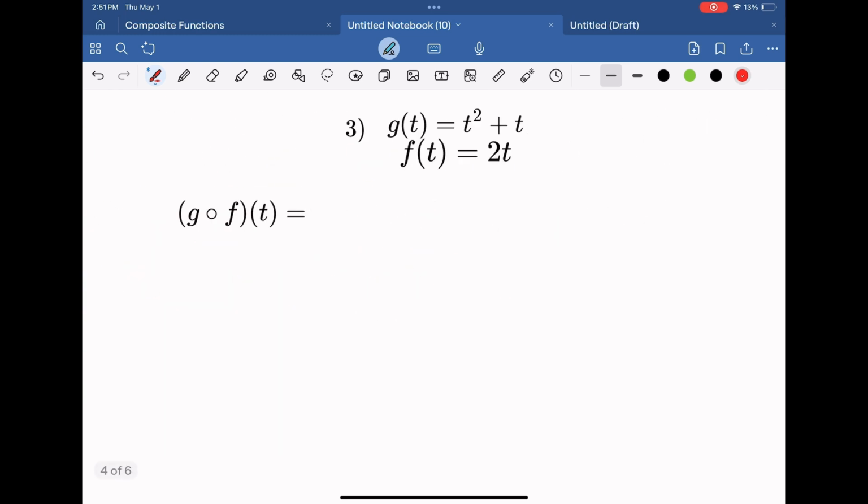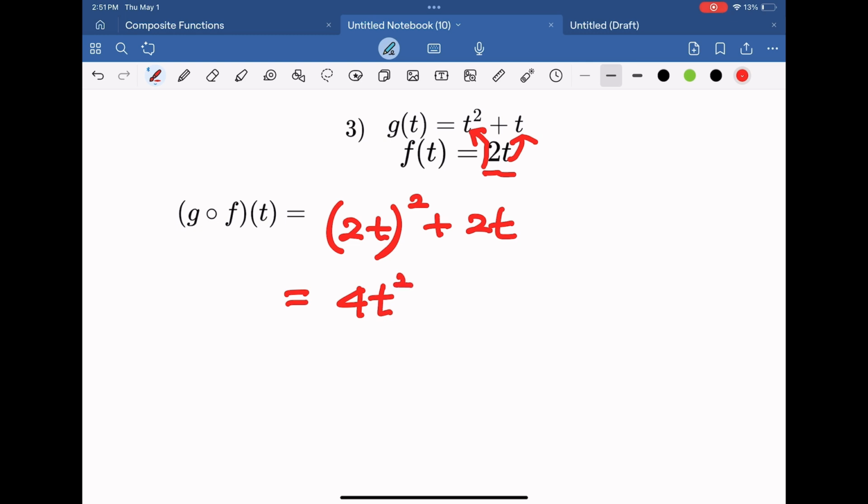Next question, f of g function. So we're going to replace all t with the f function. f(t) is 2t. So we're going to replace with (2t) squared and 2t. So (2t) squared plus 2t. 2 squared is 4t squared, plus 2t.